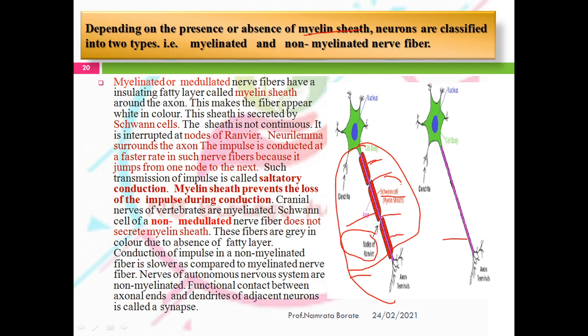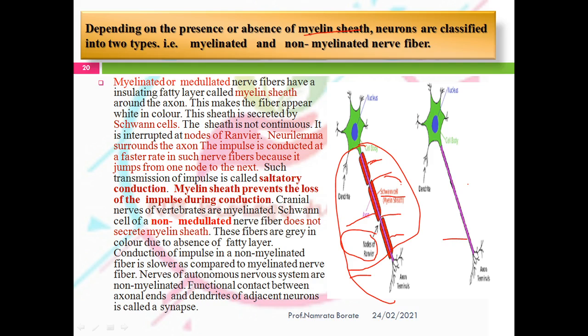The impulse is conducted at a faster rate in such a neuron fiber because it jumps from one node to the next node. Such a transmission of impulses is called saltatory conduction. The myelin sheath prevents the loss of impulses during conduction.